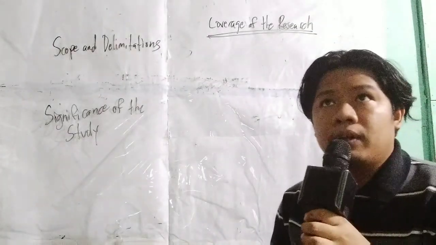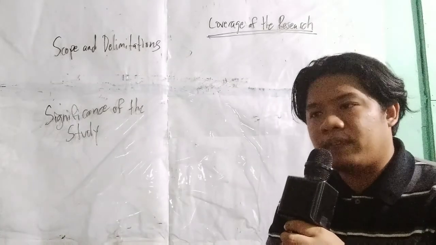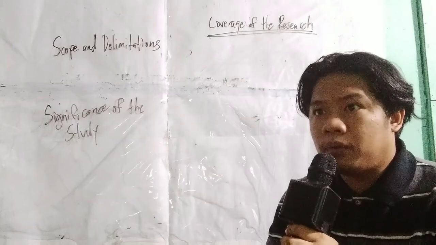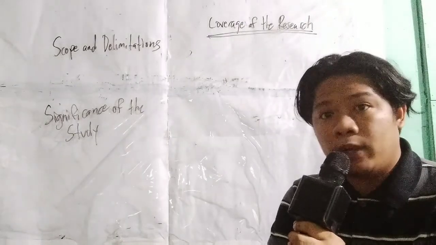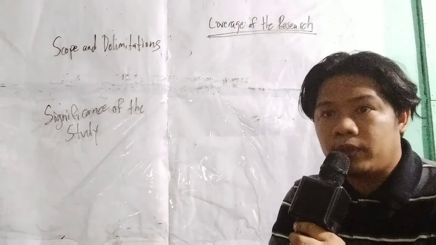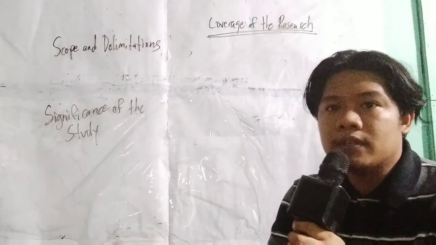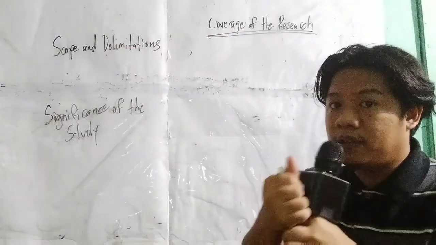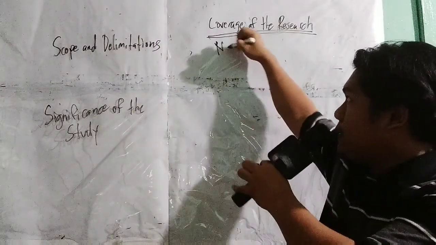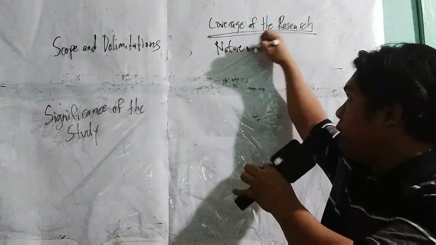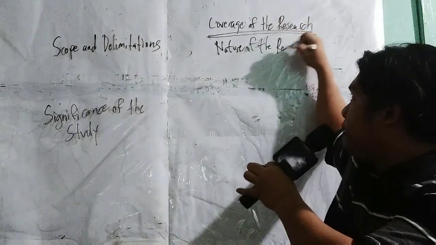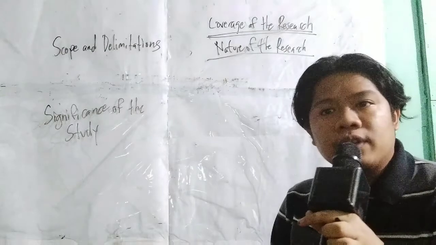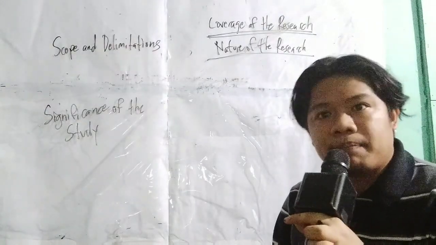So, say for example, in writing the first paragraph, you plan to write that you want to use the phenomenological type of research, or you plan to use an experimental type of research. So you could also include in the scope and the limitations the nature of the research which you plan to conduct. Aside from the coverage, you also provide the nature of the research itself.